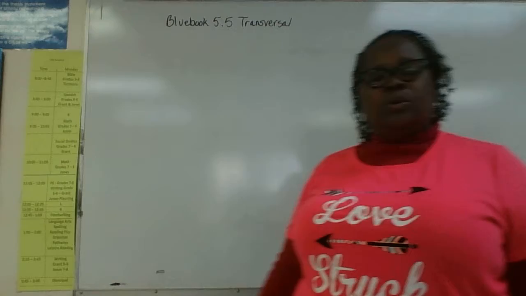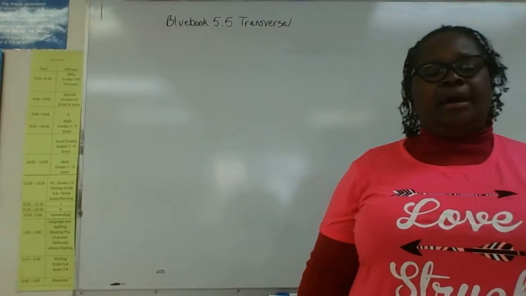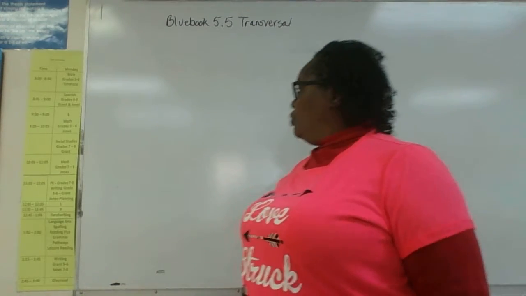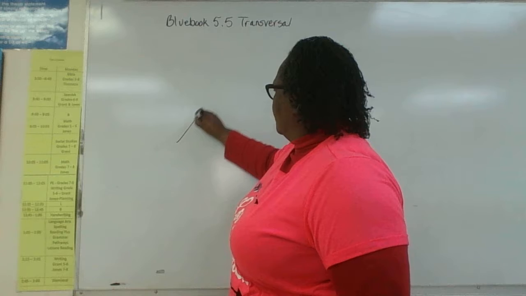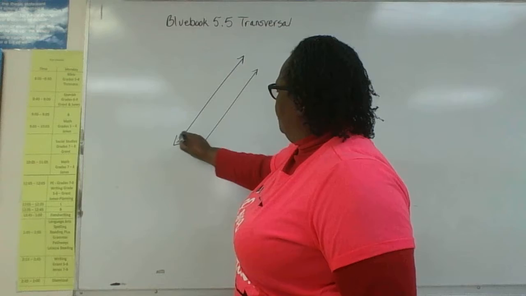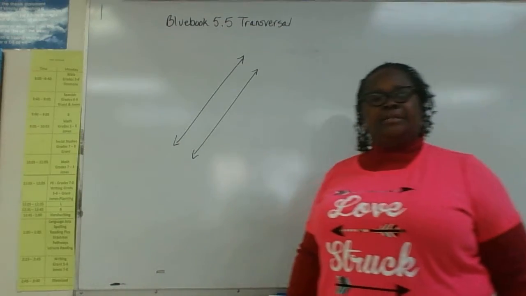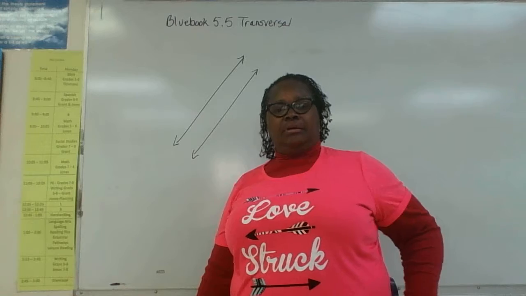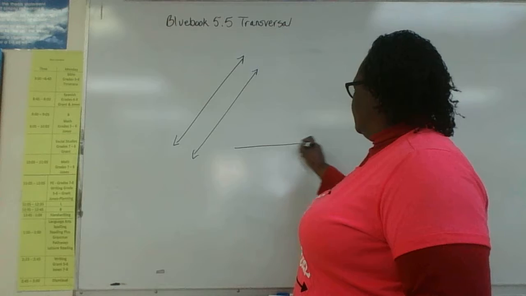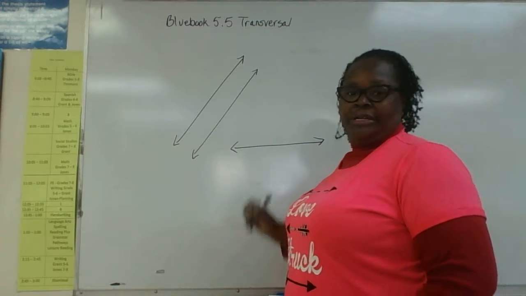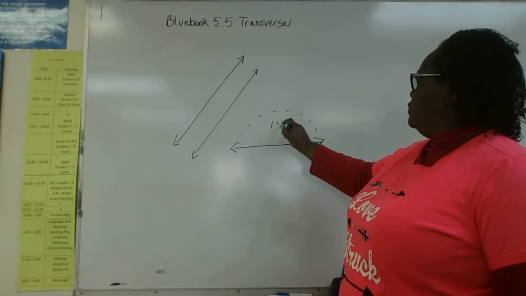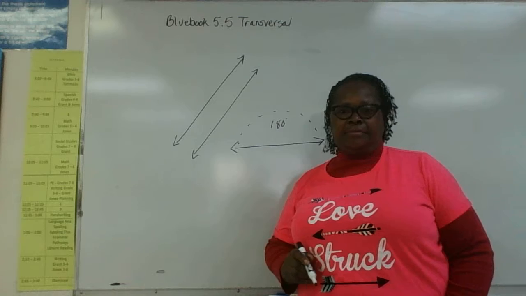In order for us to understand what a transversal means, we need to recap some of the skills and knowledge of geometry we've already learned. First of all, we've already learned that these are parallel lines. Two lines that do not intersect are parallel lines. Secondly, we've already learned that this is a straight angle. We learned that from here to here is equivalent to 180 degrees.